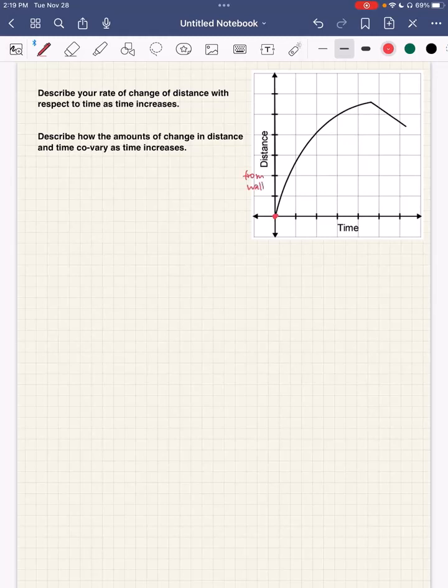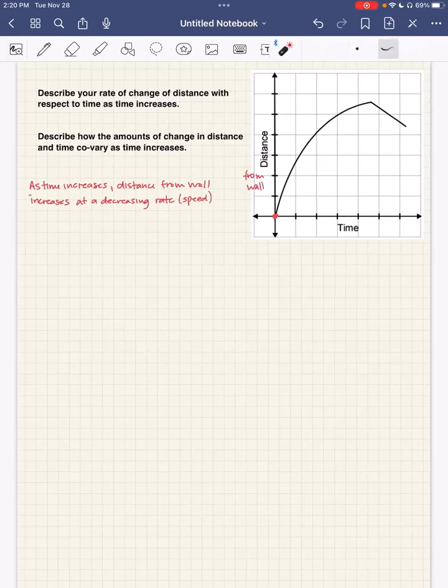So we start at the wall, and as time increases, the distance from the wall is increasing, right? Because they're getting farther away from the wall. But in this situation, we'd say something like at a decreasing rate or speed, whichever way you want to say it. I know I did it the other way on the last page. That would be that whole thing we talked about on the last slide that we said Usain didn't do. But right, he's slowing down.